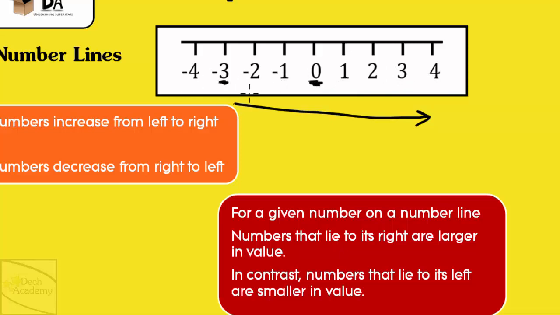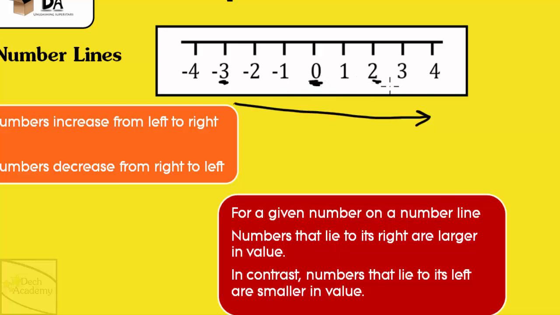Pick the number -3. All numbers to its right are larger than -3. So -2 is greater than -3. -1 is greater than -3. 0 is greater than -3. But -4 is less than -3. So the number line can be used to determine numbers that are greater than a specified number and numbers which are less than a specified number.